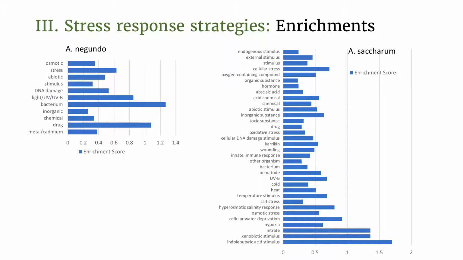If we take the gene families that are larger in one Acer relative to the others, and we focus on gene ontology terms related to stress, you can see how Ngundo is fairly limited compared to Saccharum. Ngundo has cadmium, drug, chemical, bacteria, and UV, but Saccharum is a lot more related to water, temperature, and a broader assortment overall.